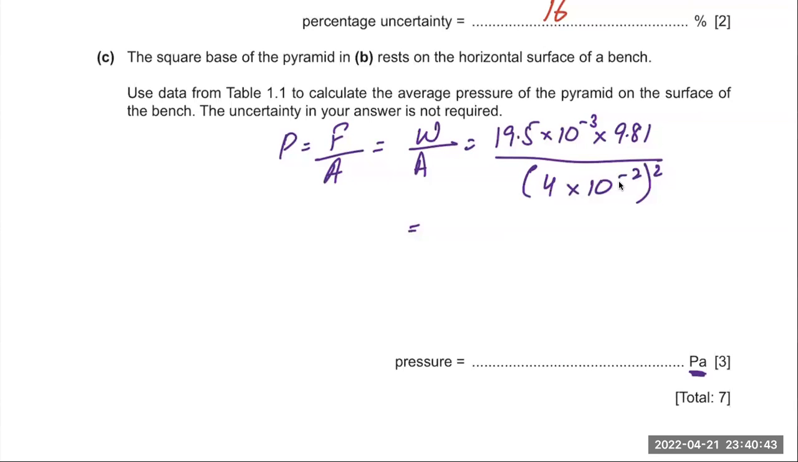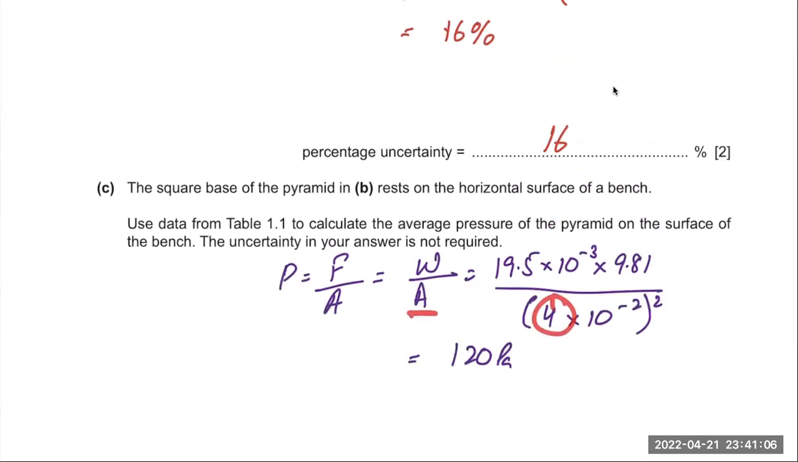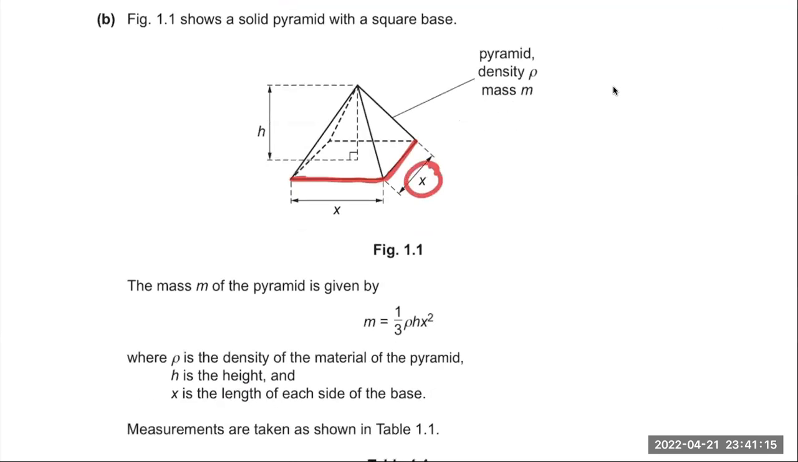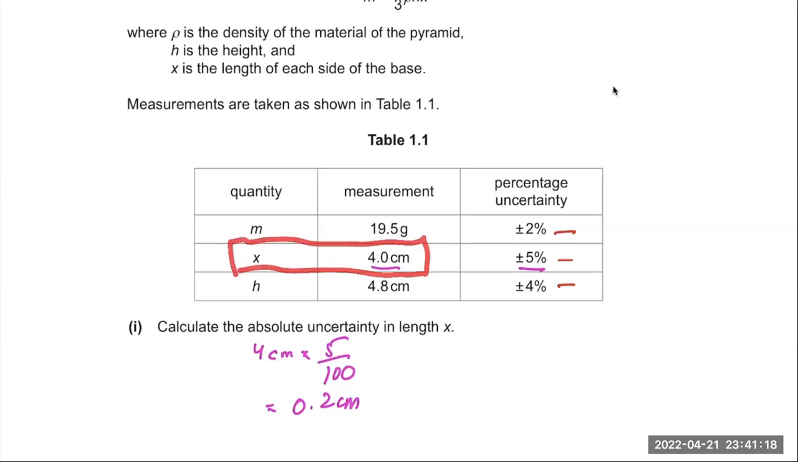What value do you get for pressure? Once you plug this in the calculator, you get 120 pascals. This is the average pressure exerted on the surface of the bench. Where did this 4 come from? Area is length into length, side by side, L squared. This x is equal to 4 centimeters. This is where the 4 came from. It's the length of one of the sides of the square base. That's question number 1.